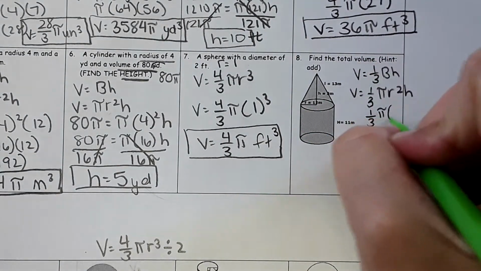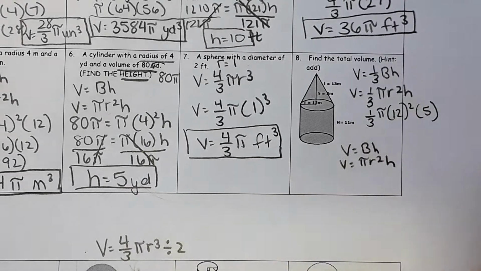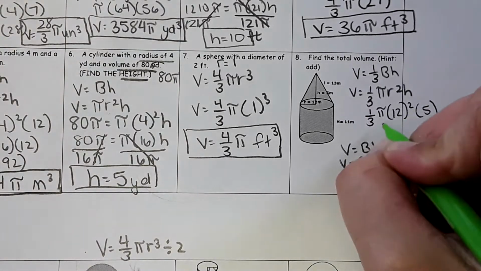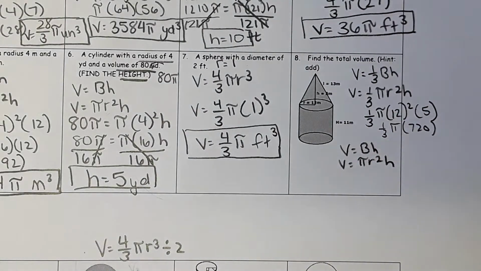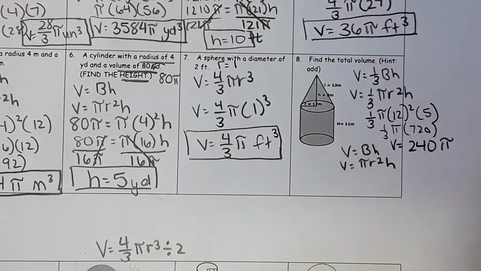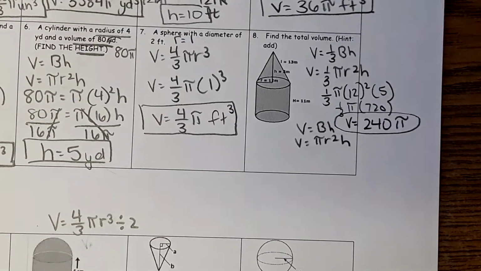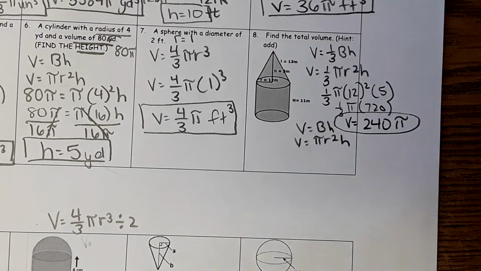So we'll use this to solve for the volume of the cone. So the radius is 12 squared, times the height, which is 5. 144 times 5 is 720, so 1/3 pi times 720. Divide 720 by 3, get 240. So the volume of the cone is 240 pi. That's only part of it though. I circled it, I didn't box it because it's not a final answer, but I'm going to need that.